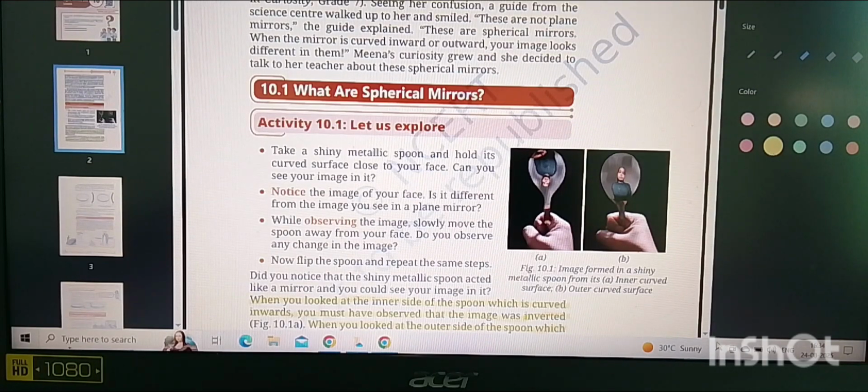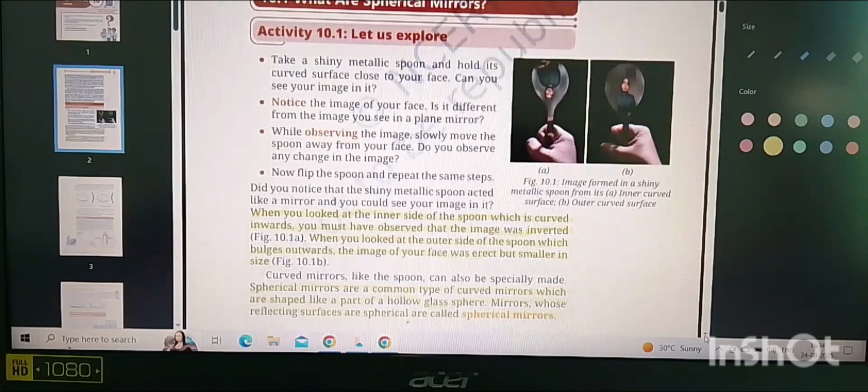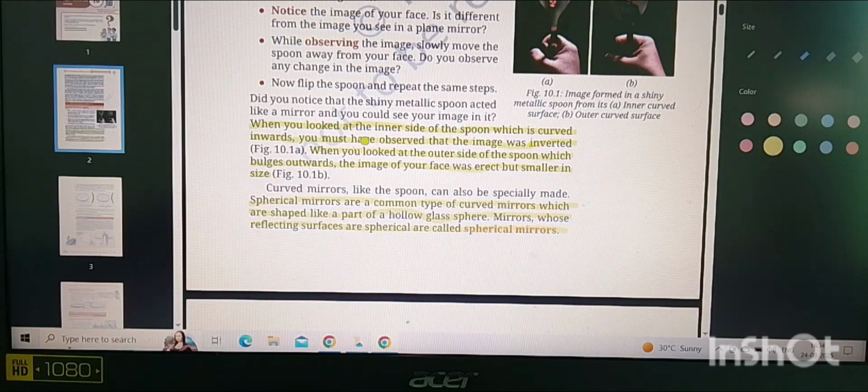From this we can learn that when you looked at the inner side of the spoon, which is curved inwards, you must have observed that the image was inverted. So the inside of the spoon, which is curved inwards, gives an inverted image. But when you look at the outer side of the spoon, which bulges outward, the reflecting surface is bulged outwards. You can see the image of your face was erect, but smaller in size. That is the major difference between these two.